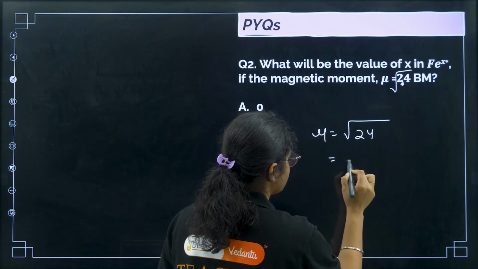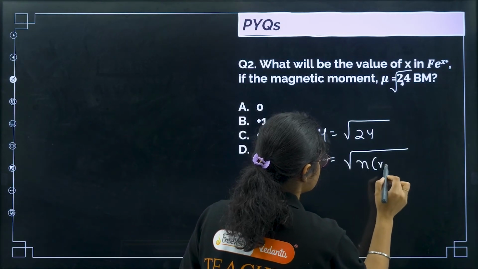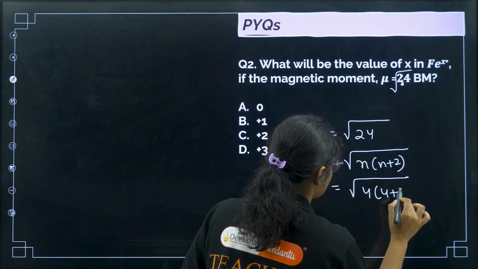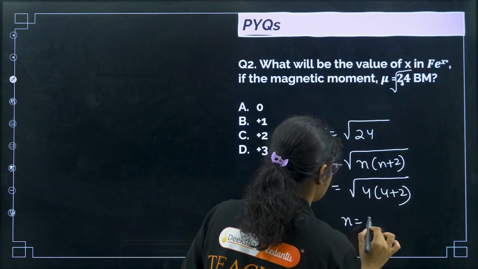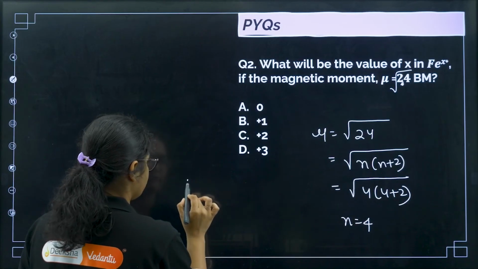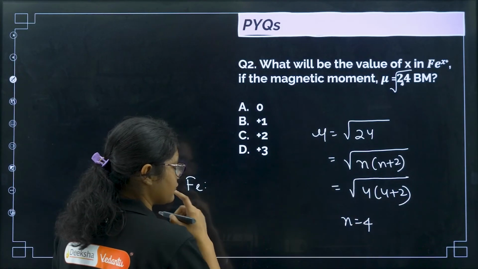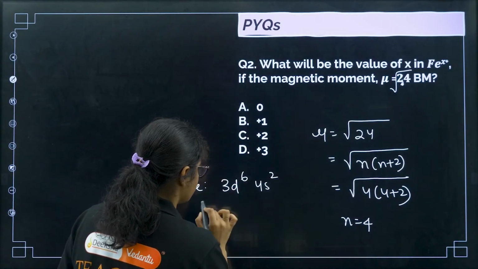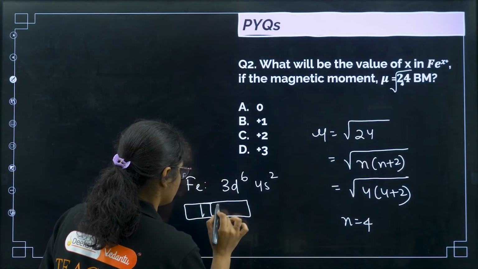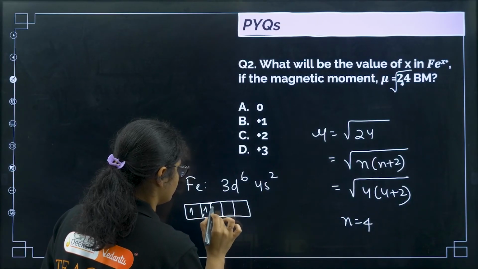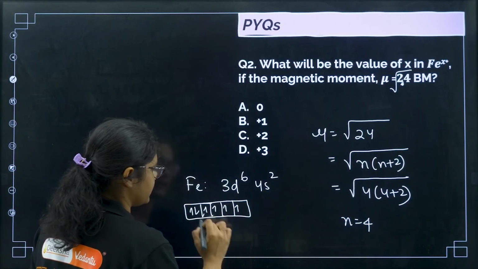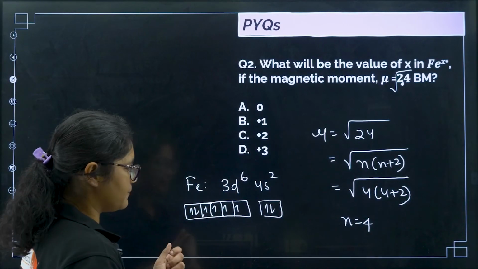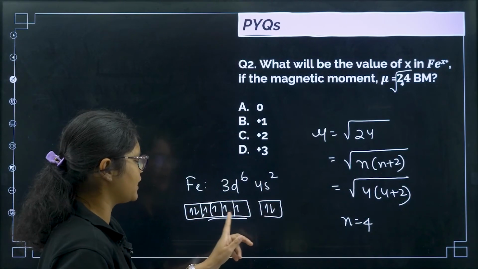So, the mu formula is root n into n+2, right? So I can write n is equal to 4 here. That means the number of unpaired electrons is 4. Now if you remember, what is the electronic configuration of Fe? 3d6 and 4s2. So now what happens, there has to be 4 unpaired electrons.